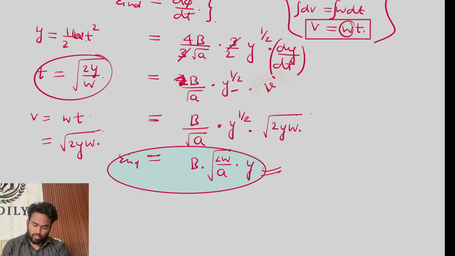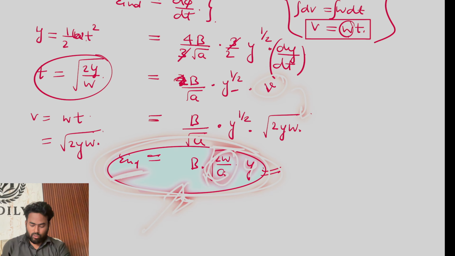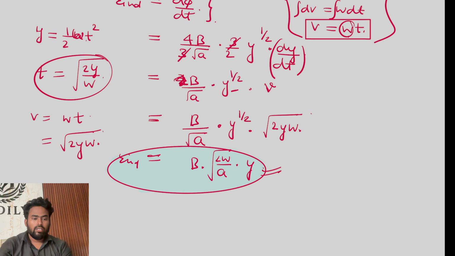Just put the value of velocity here and simplify the expression, and we will get the value of induced EMF. So induced EMF is b root over 2w by a into y. So induced EMF is directly proportional to y distance. Okay, see you in the next video.